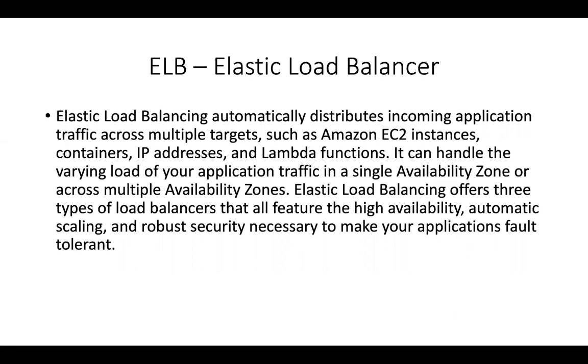Right. So in today's lab we will be utilizing EC2 instances, which is the easiest way to configure load balancers on EC2 instances. So it can handle varying load for your application traffic in a single availability zone, or when you spread your instances across multiple availability zones. So it offers three types of load balancers that have different features, and it automatically allows you to go with high availability. It does automatic scaling, and it gives you very good security measures to make your applications fault tolerant or pretty secure. So we will see some of the features of the load balancer, but before that, let's look at the types of load balancers.